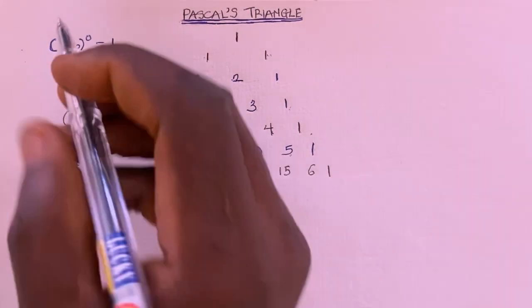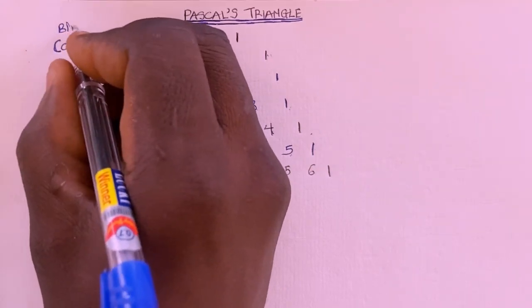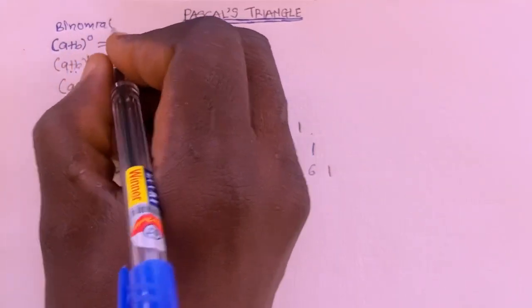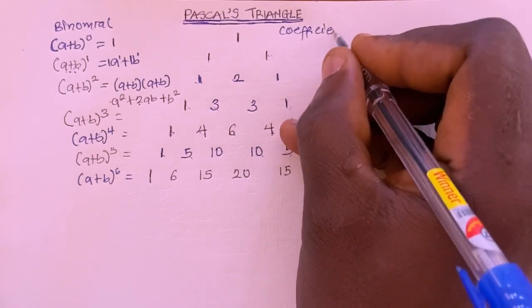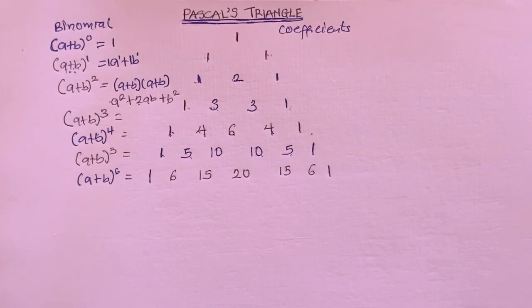So let me just call this binomial, right? If I simply call this binomial, then I'm going to call this what? Coefficients. Coefficients of what? Of each term that is present in the binomial expression. Now let's solve some questions using Pascal triangle.